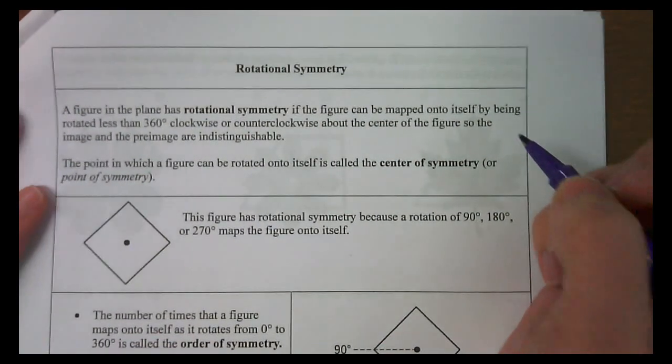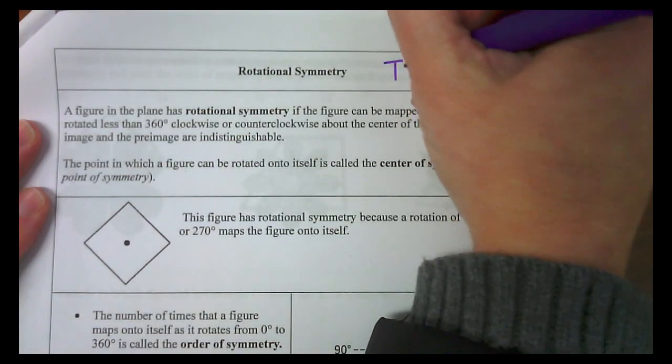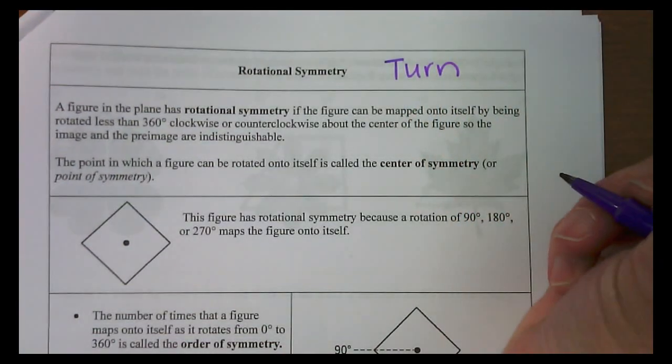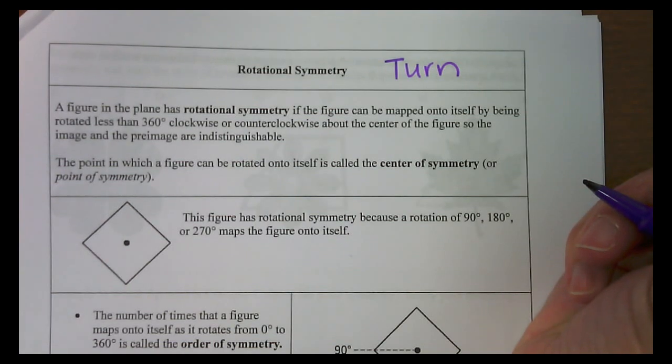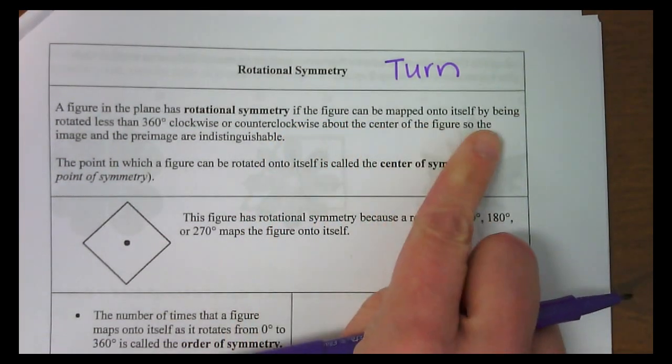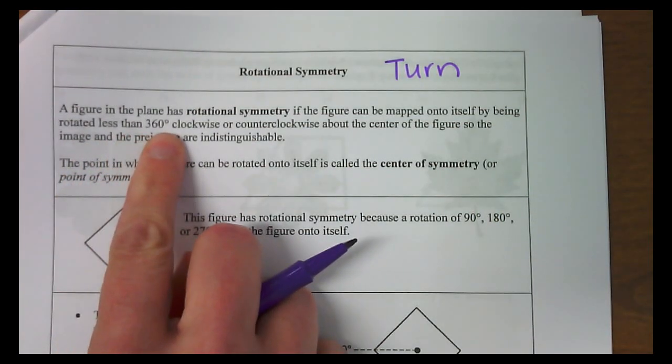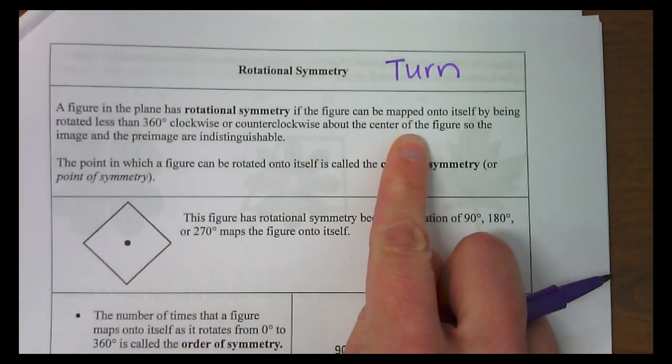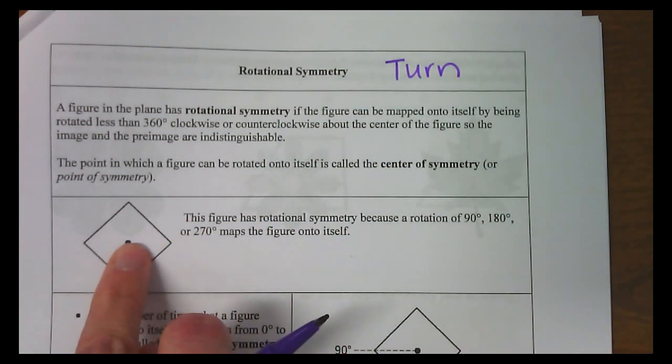Okay, for rotational symmetry, when you rotate something, you're turning it. So that's the key word we want to think about here. Rotational symmetry says if the figure can be mapped onto itself by being rotated less than 360 degrees clockwise or counterclockwise about the center of the figure. So that means I can make less than a full rotation.